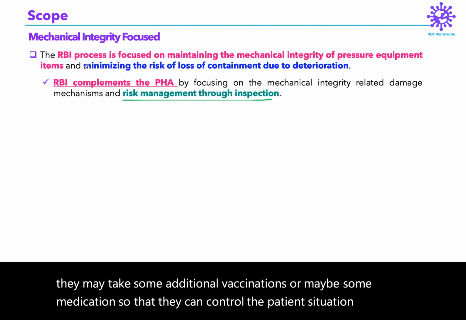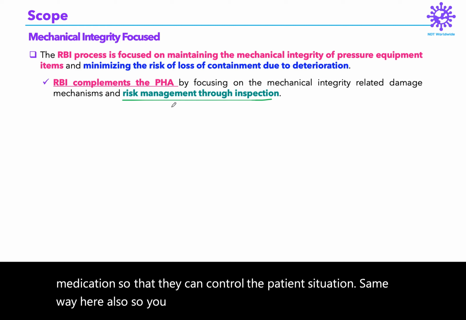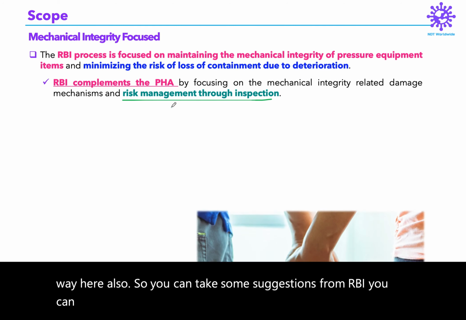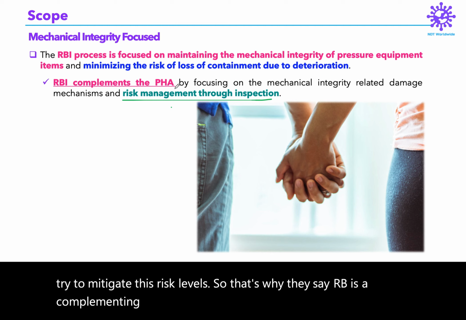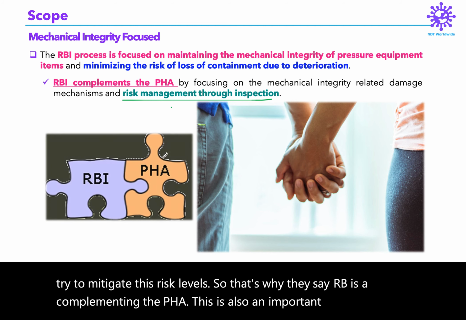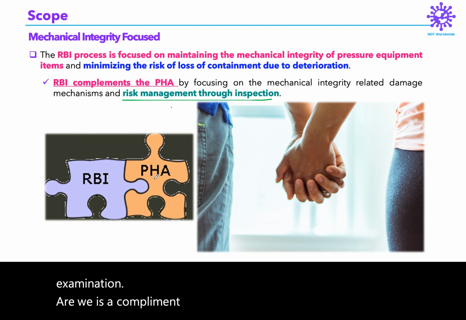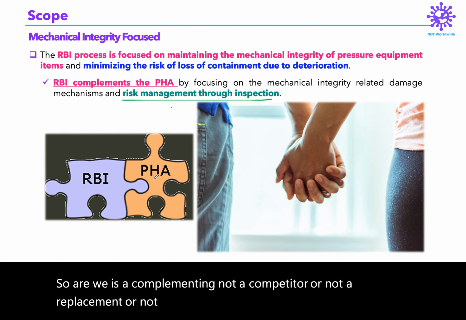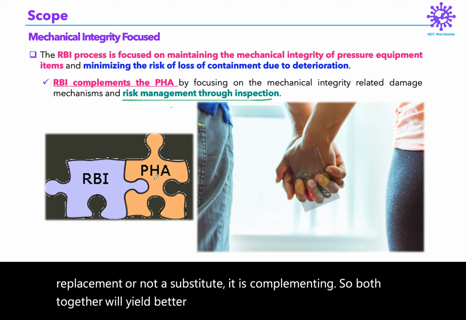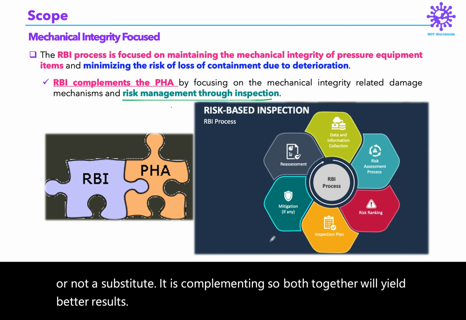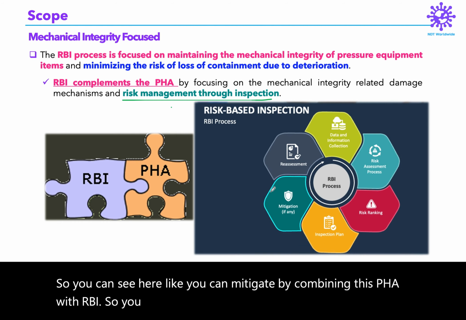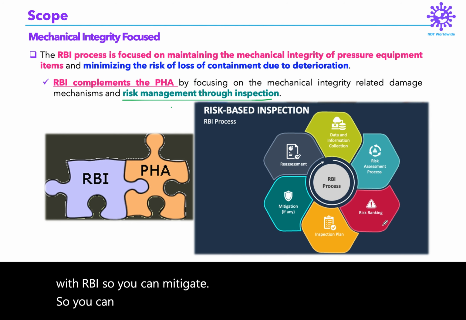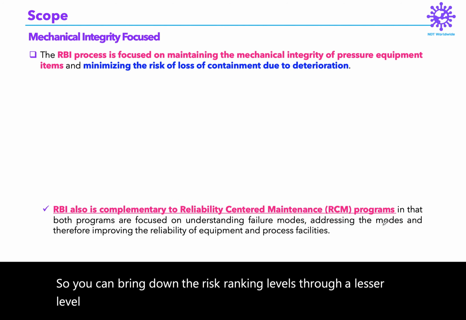Same way here also, you can take some suggestions from RBI. You can try to mitigate these risk levels. So that's why they say RBI is complementing the PHA. This is also an important question in the examination. RBI is complementing, not a competitor, not a replacement, not a substitute. It is complementing, so both together will yield better results. So you can see here, you can mitigate by combining this PHA with RBI. You can bring down the risk ranking levels to a lesser level.